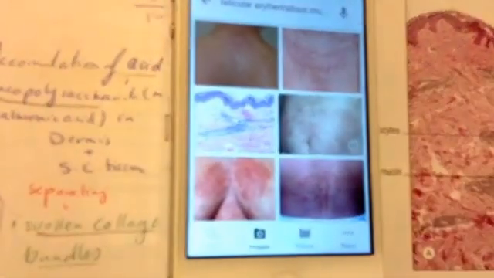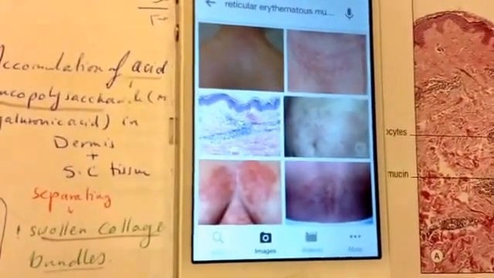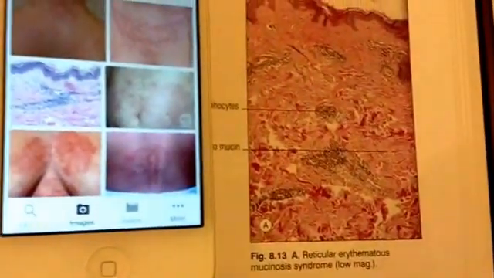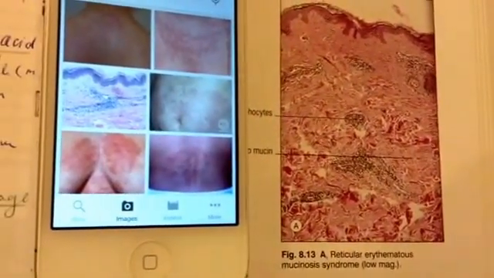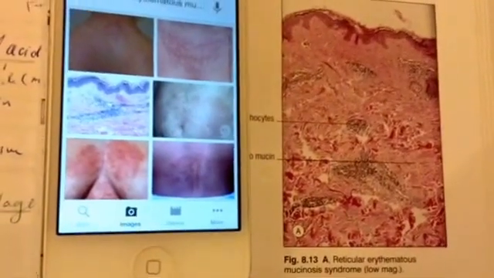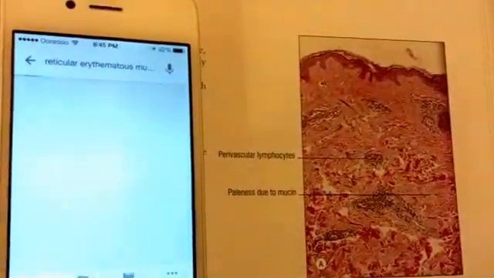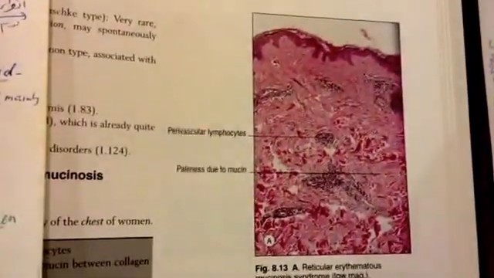We have here some nice pictures I took from Google of reticular erythematous mucinosis, clinically and histopathologically. And here also we see the reticular erythematous mucinosis at low magnification, where we can see the mucin here, and also we can see the perivascular lymphocytes.